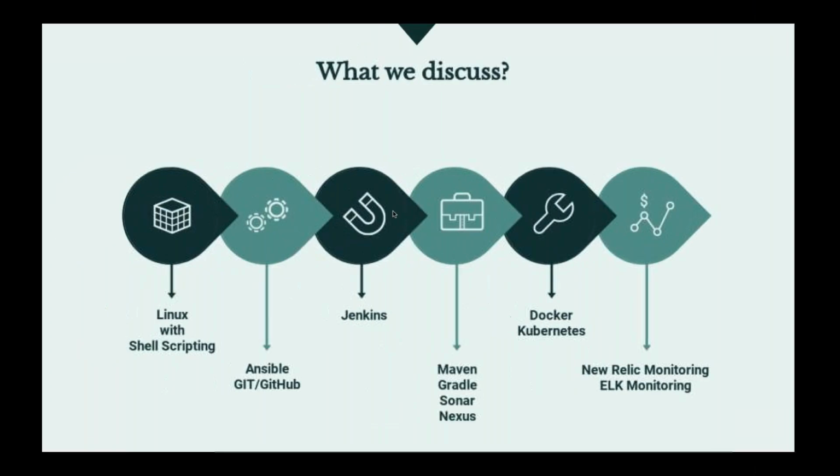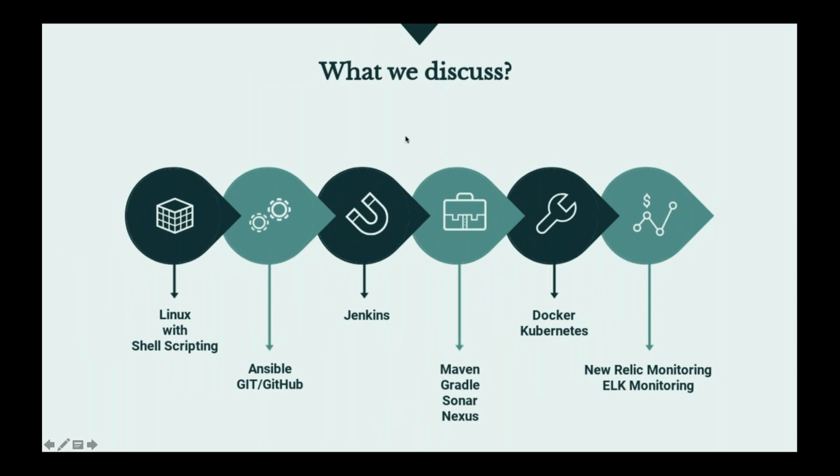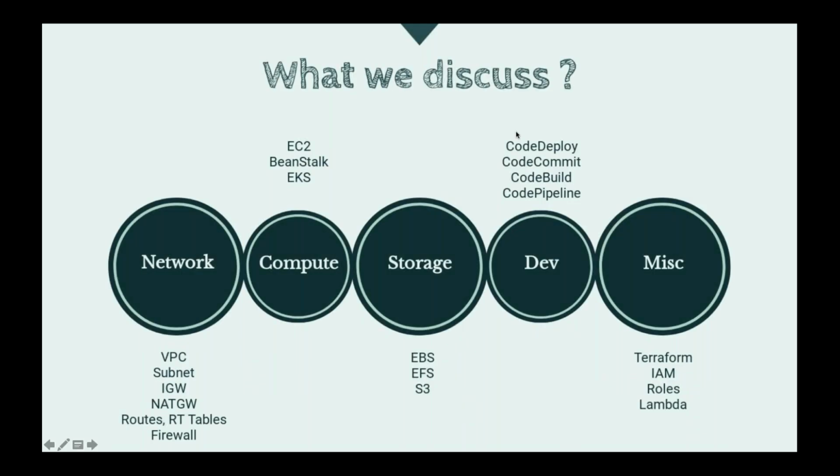One is using the servers. We will deploy our application into the servers using rolling update as well as blue green deployment. And the same thing we will do to deliver our application into Kubernetes using rolling update as well as blue green deployment. That is what we're going to discuss.